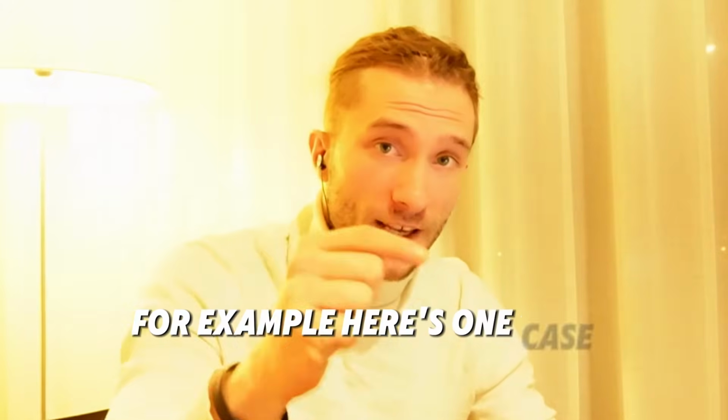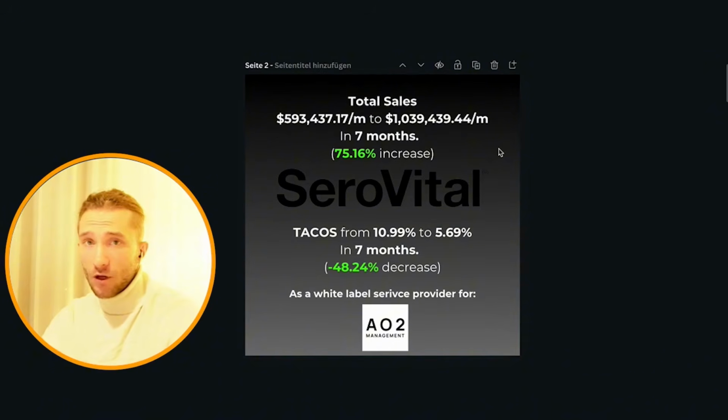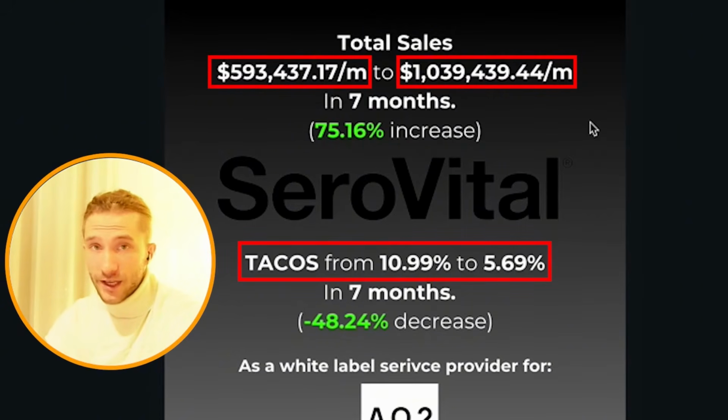For example, here's one case study. When I was working for AO2 Management as an independent contractor, some kind of white label service provider, we were able to grow revenue from 600K to $1 million a month, while we lowered TACOS from roughly 11 to under 6%. That's a real case study. Just text the company or I'll give you a point of contact so you can verify this is the truth. So you know that all of the tactics we're using are working.